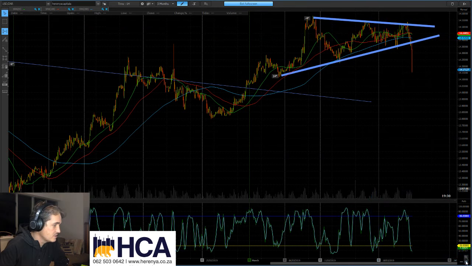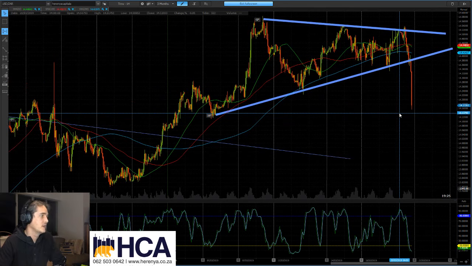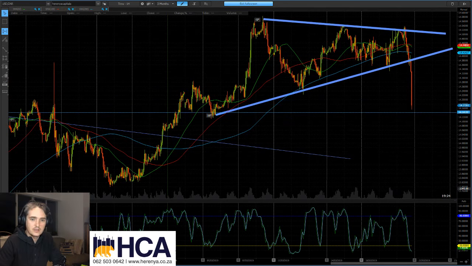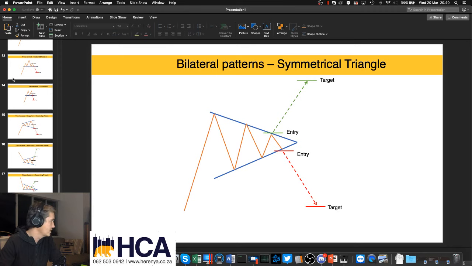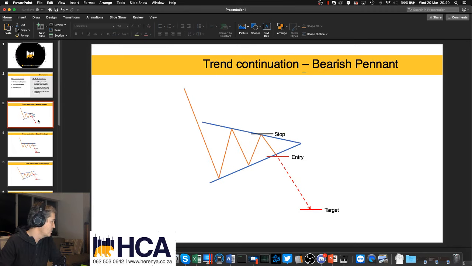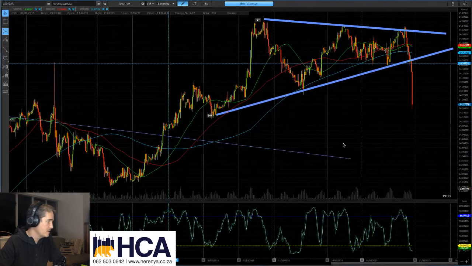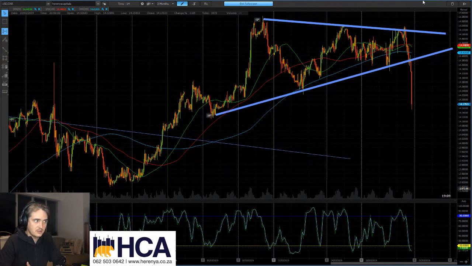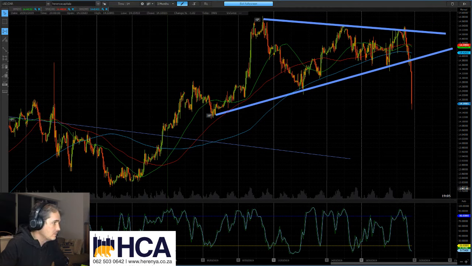So I guess that goes to show that triangles are, in fact, bilateral, because if we were to follow our symmetrical triangle situation here, that could break in either way, or our pennant situation would be a bullish pennant, and this was definitely not a bullish pennant, right? So, interesting.